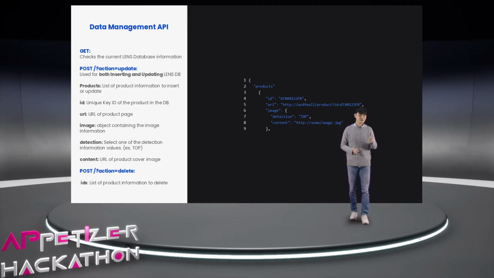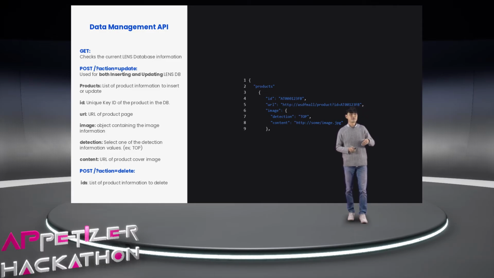There's a get request. There's a post-action update request. There's a post-action delete request. In a get request, it checks the current Lens database information. And a post-action update request is used for inserting and updating the Lens database.